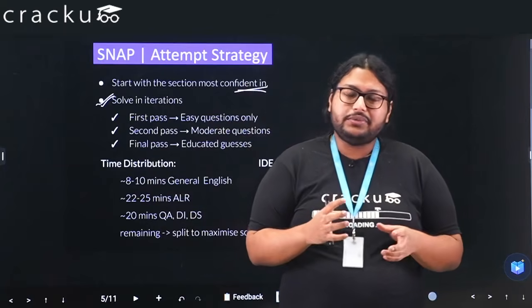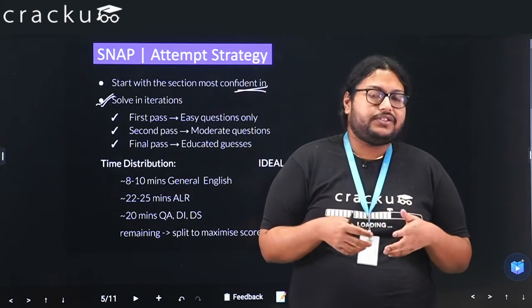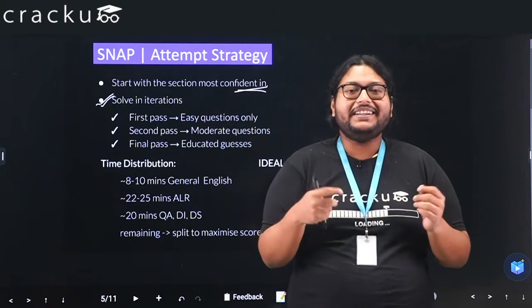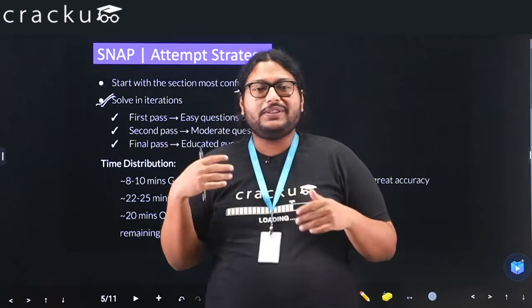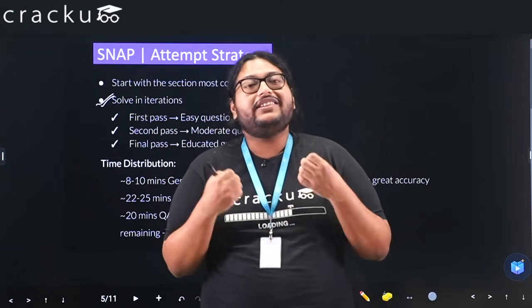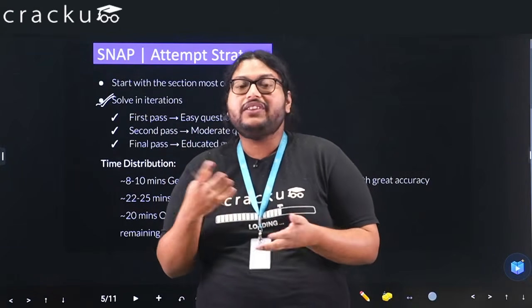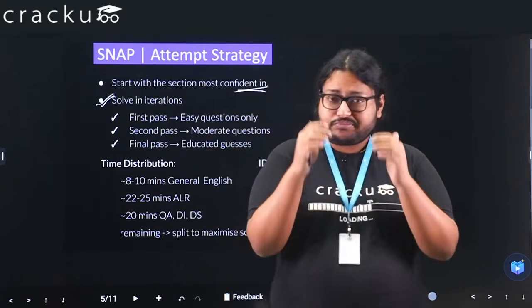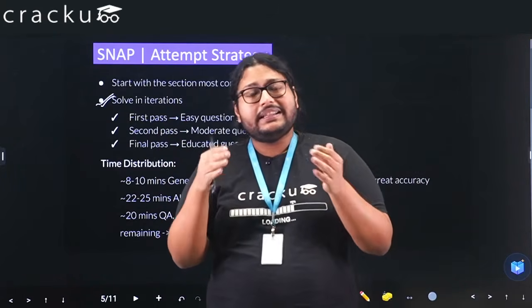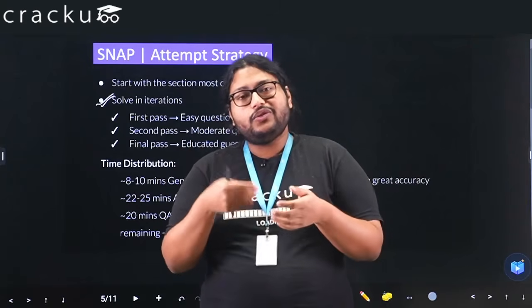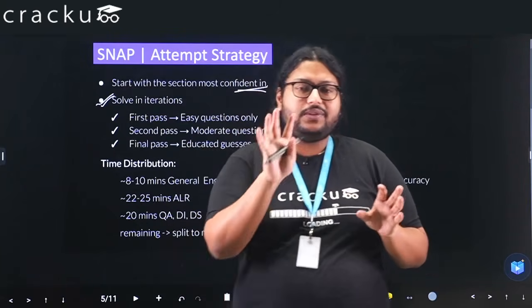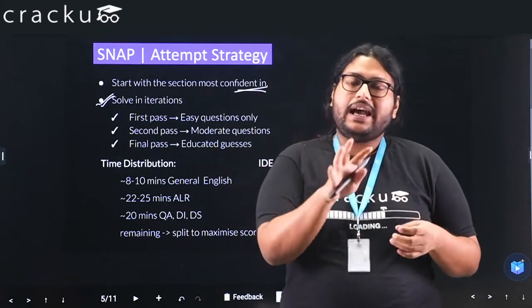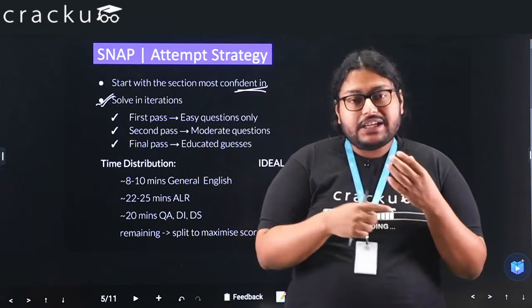So what we need to do is we need to solve in iterations, whatever you call it. Basically, you scan through the paper, check out the questions which are very easy, which you know you can finish in say under a minute or so. Attempt them first. Once you're done with them, then again go through that and go for the medium kind of questions. Like, okay, this is not very difficult, I can solve it if I try. That should be the process.